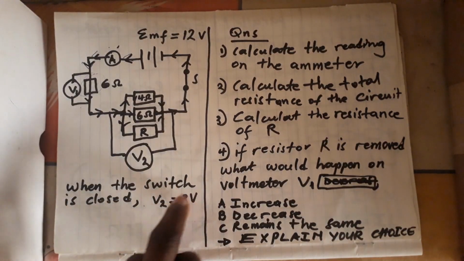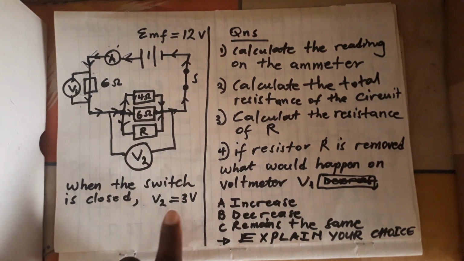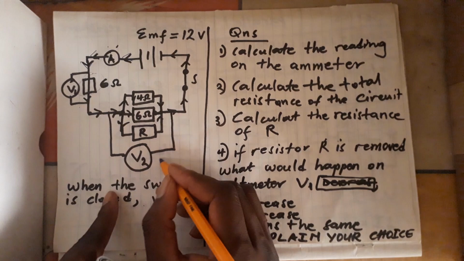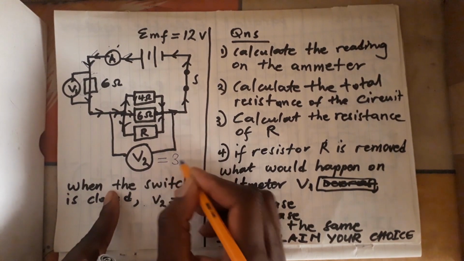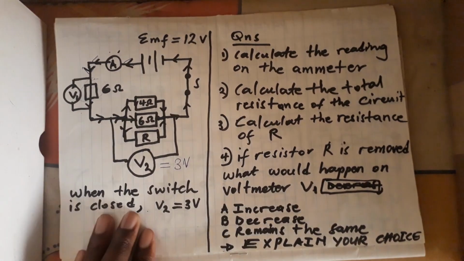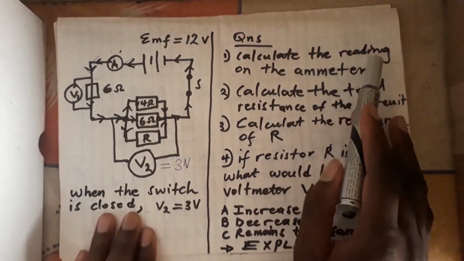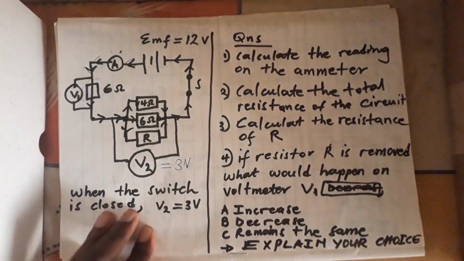And then this represents a switch. When the switch is closed, V2 has a reading of 3 volts, meaning that this is going to be equal to 3 volts. The first question says calculate the reading on the ammeter.